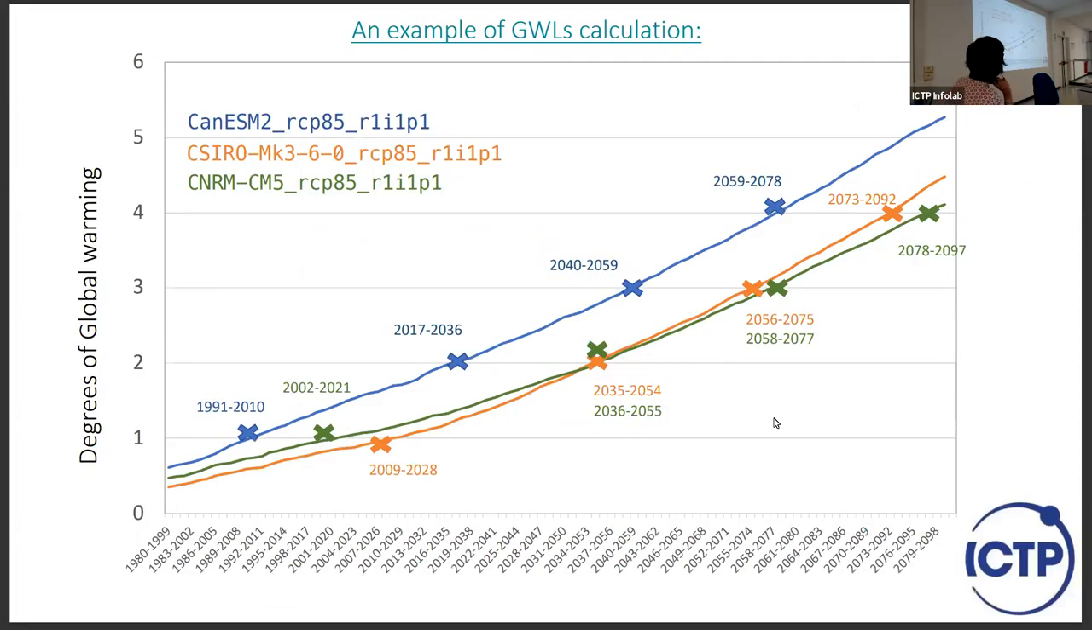Okay, this is an example of how the global warming level for each model is calculated, but you will never need to calculate this, because there is a table calculated for all of the models, both all the CMIP6 and all the CMIP5, for all the scenarios, containing the time slice corresponding to a precise global warming level. So this is just an example to understand how they work.